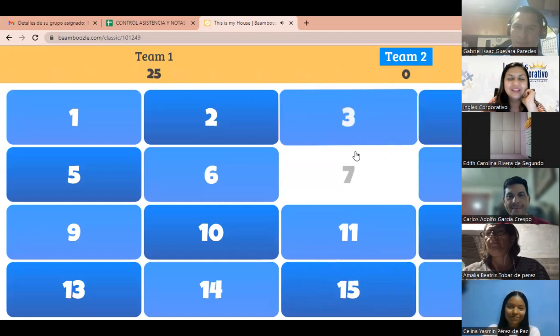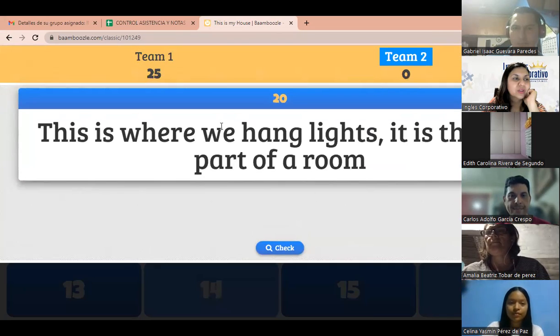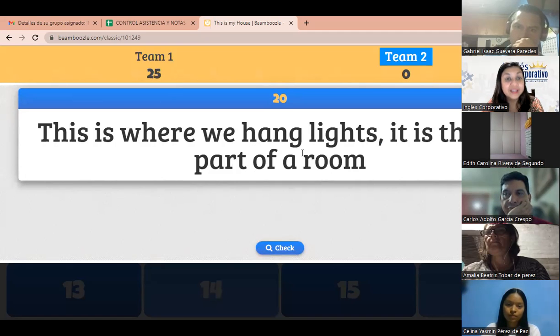Thank you. Brenda Dimas, give me one number. 2. Can you read, please? This is where we have light. It is the part of a room. It is the top part of a room. We hang lights there. What is it? Any idea?